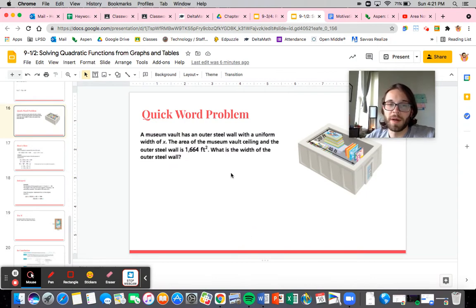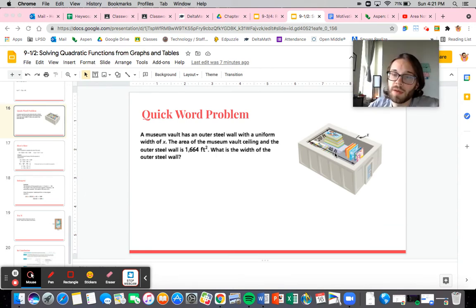All right, so a museum vault has an outer steel wall with a uniform width of x. Okay, so there's the width of x. The area of the museum vault ceiling in the outer steel wall is 1,664 feet. What is the width of the outer steel wall? So here we do know that this is 20, and this is 40.